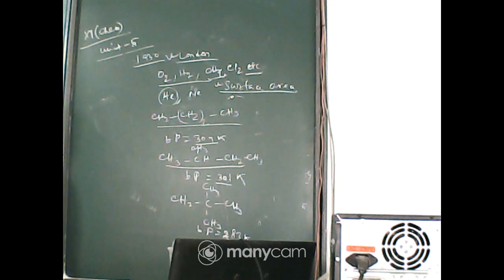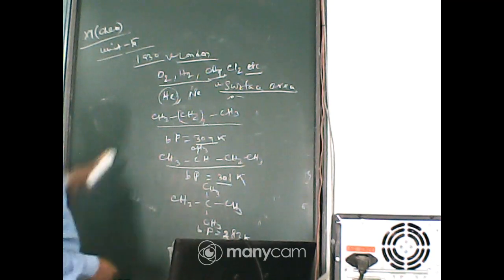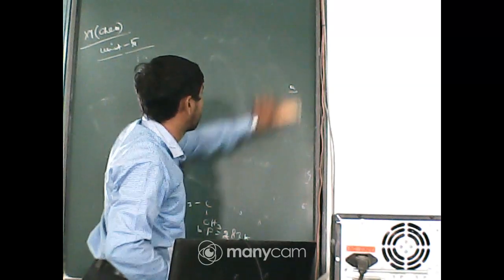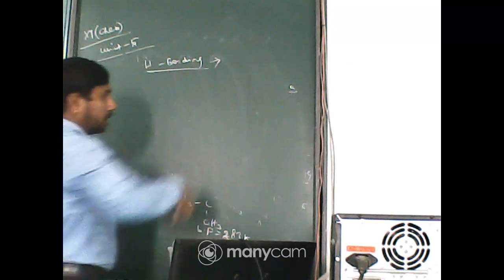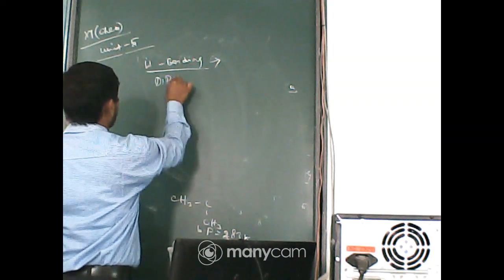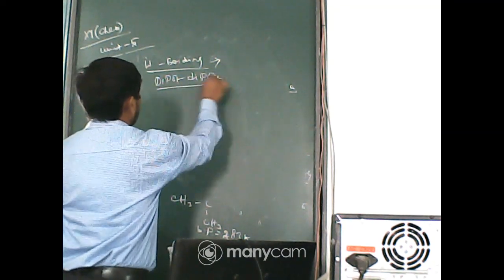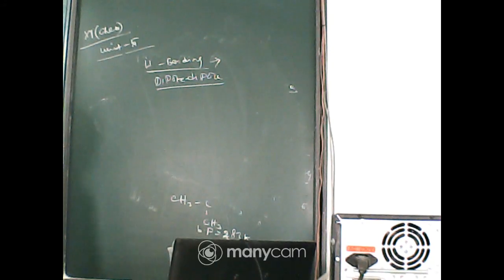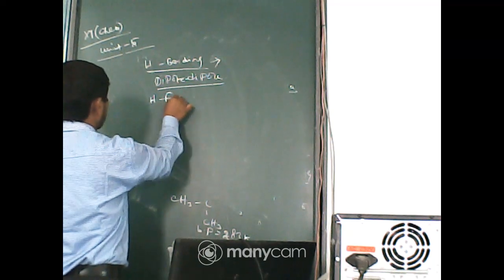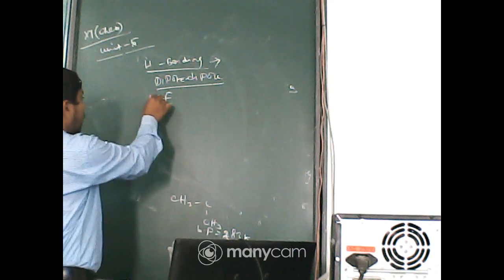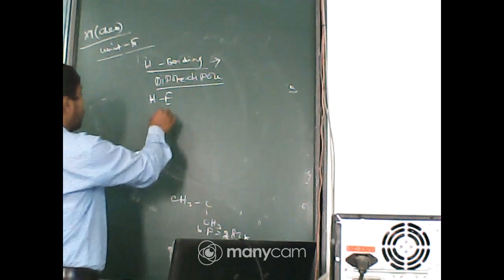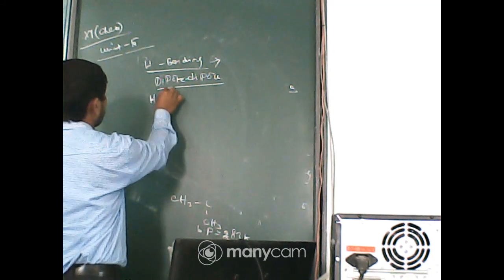Okay, so next one is hydrogen bonding. Hydrogen bonding is also a kind of dipole-dipole interaction. So, here first take the example of HF, hydrogen fluoride. Now, there is a large difference in electronegativity, fluorine being the most electronegative element, and hydrogen an electropositive one.